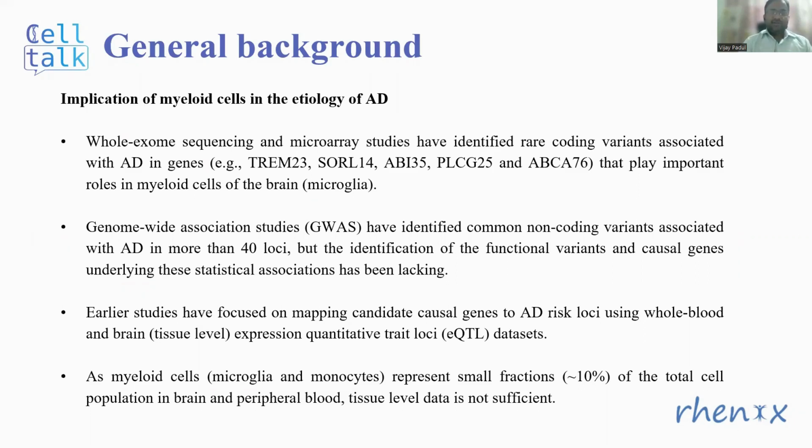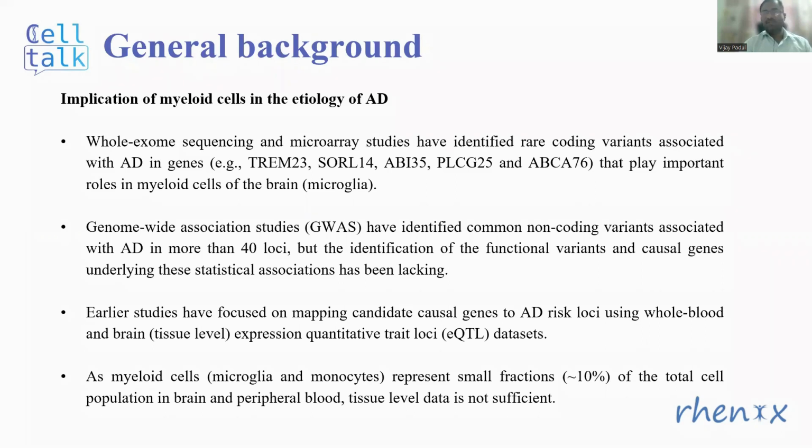Genome-wide association studies have identified common non-coding variants associated with Alzheimer's disease in more than 40 loci. Genome-wide association studies are studies in which germline variants in cases and controls are compared, cases being the individuals who have Alzheimer's disease, and controls being normal individuals. In this study, they identify which germline variants are highly correlated with the Alzheimer's disease phenotype, and they identify those variants as risk enhancing or associated with the development of Alzheimer's disease.